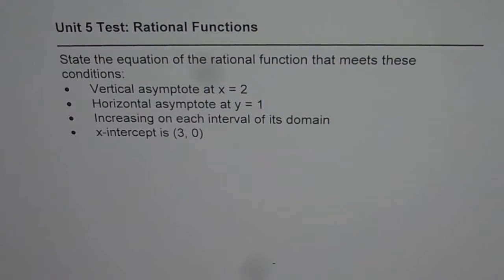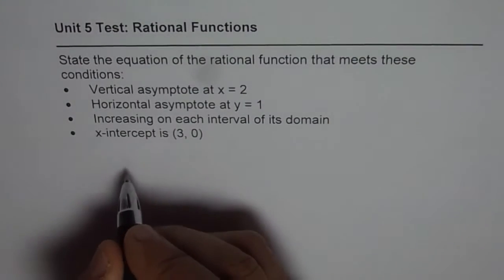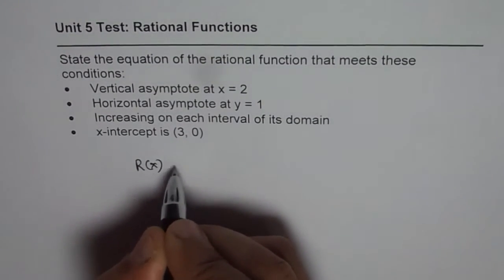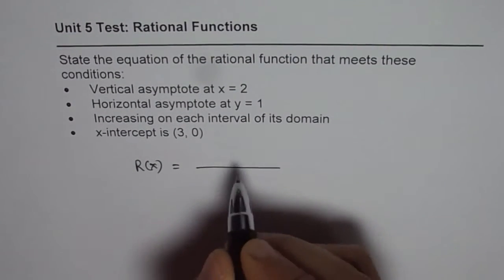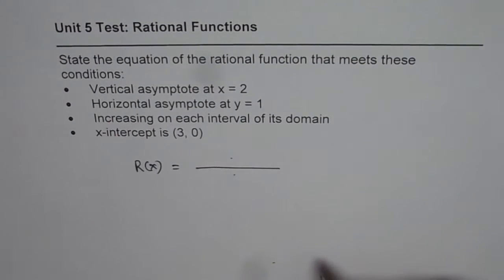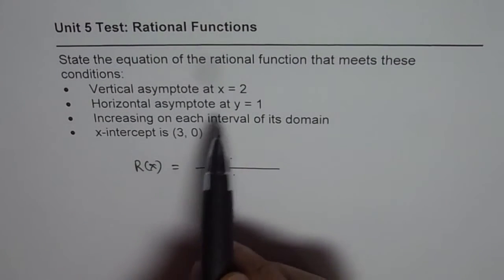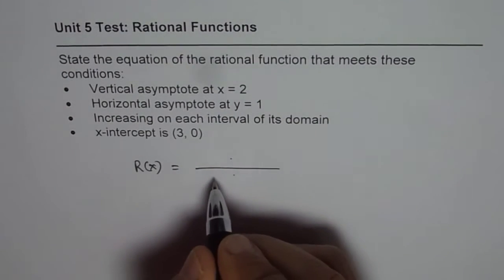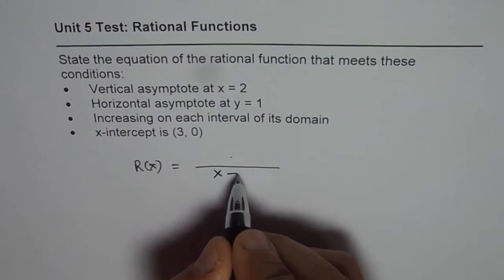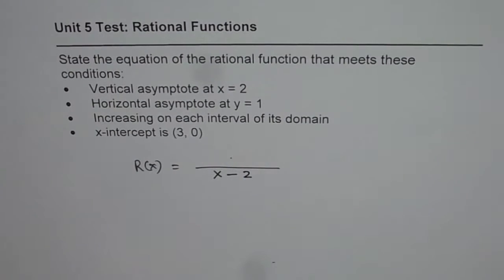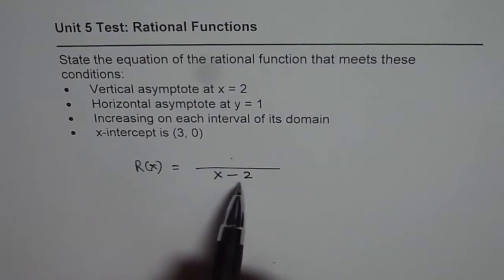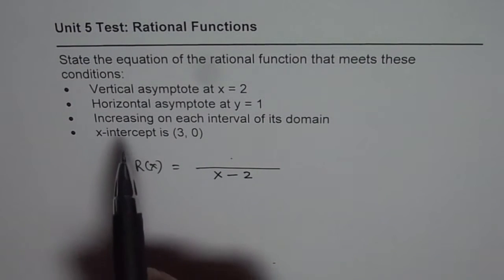So, as I was saying, any rational function could be treated as a ratio of two polynomials, right? So there is something in the numerator and something in the denominator. We are given that the vertical asymptote is at x equals 2. That means the denominator should be 0 for x equals 2, and that is possible if I write x minus 2 as a factor in the denominator, right? So that's how you get one part of the denominator.